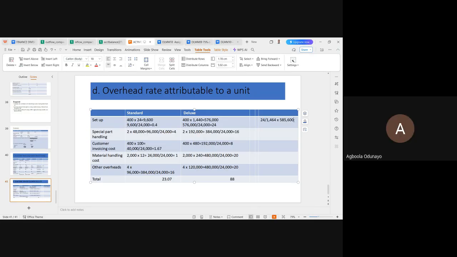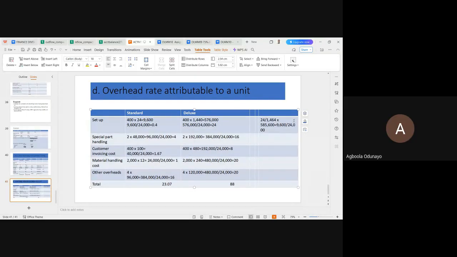I think this is better. That's more understandable than the first one. So, this is better, right? Yes, sir. This approach is preferable. So this is for standard. Then you can now do it for deluxe too.